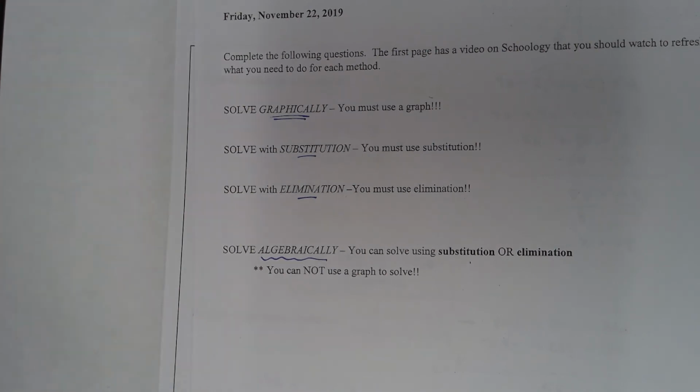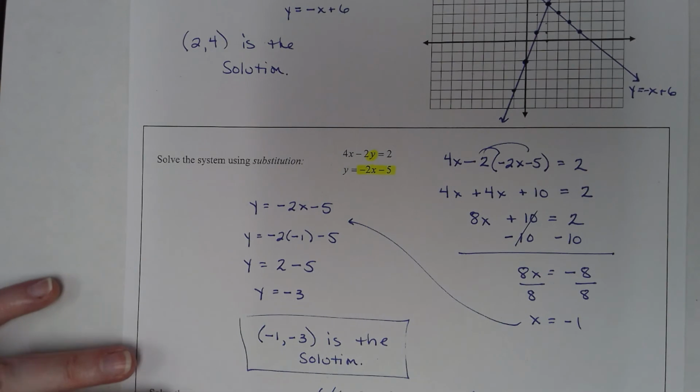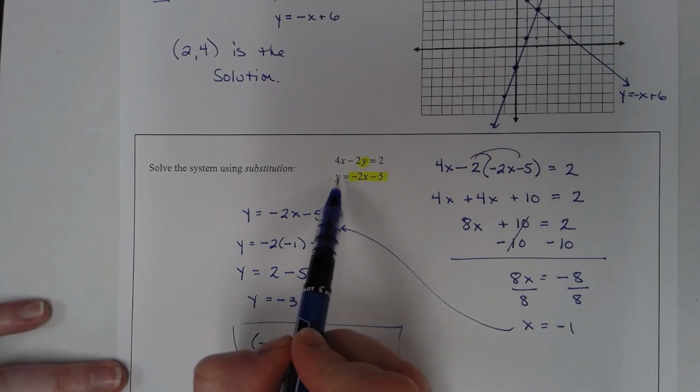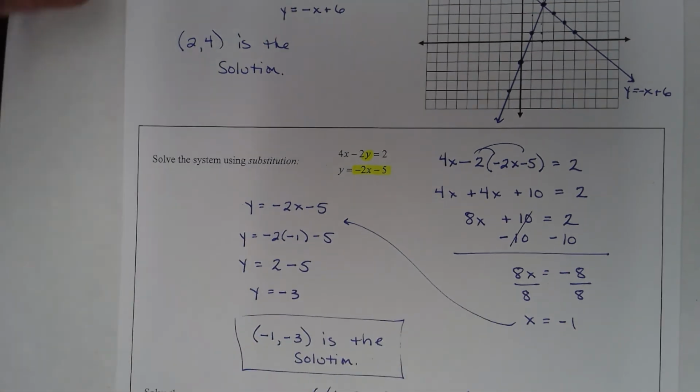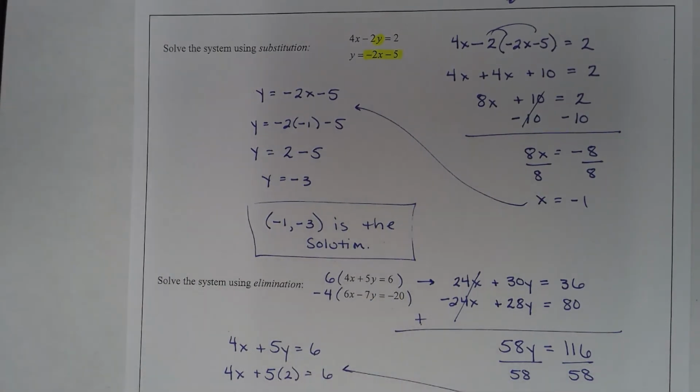Now, you want to make sure you're looking for the proper option to pick. If you look at these 2 examples, notice, if you have a letter by itself, use substitution. If you have 2 equations where everything's lined up, then use elimination. Okay, and hopefully you'll get a feel for that.